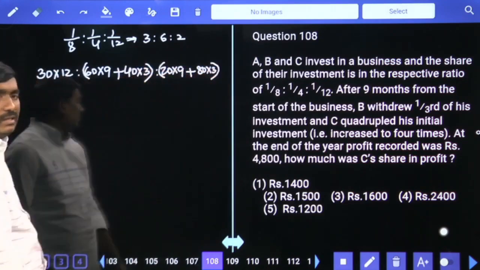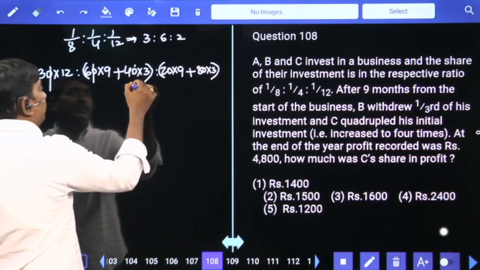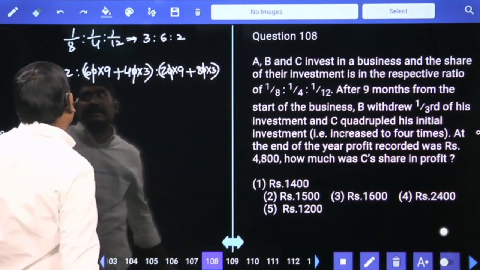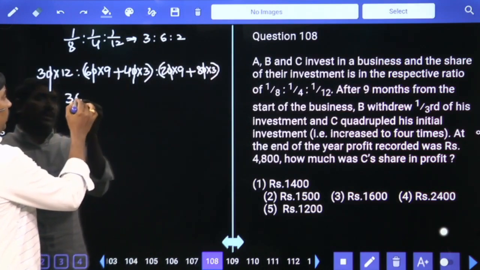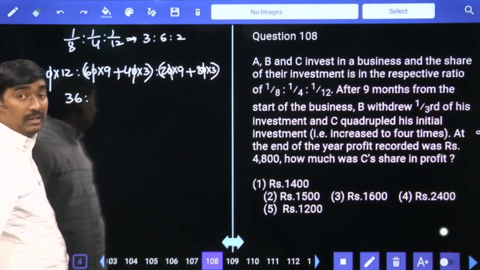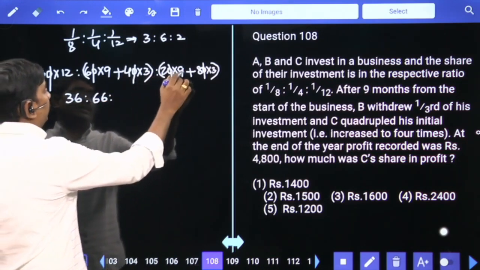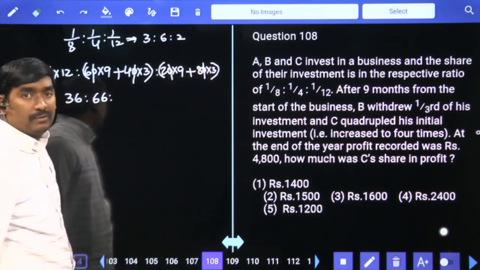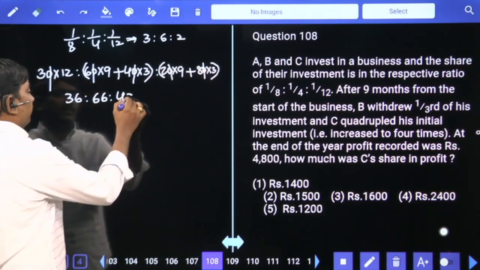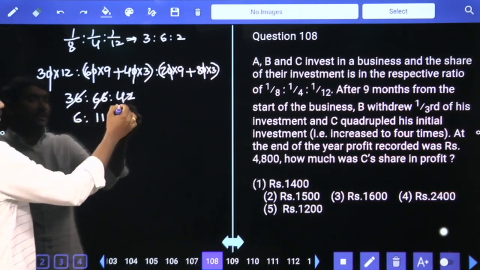Just imagine 30, 60, 20 are the initial investments. The zeros will get cancelled. 12 threes are 36. 6 nines are 54. 4 threes are 12. 54 plus 12 means 66. 2 nines are 18, 8 threes are 24. 24 plus 18 means 42. The ratio is 6 times 6, 6 times 11, 6 times 7.